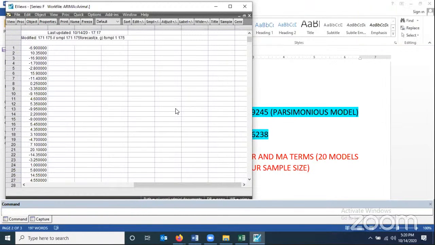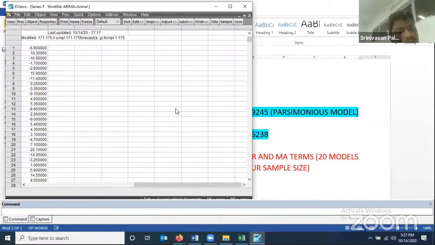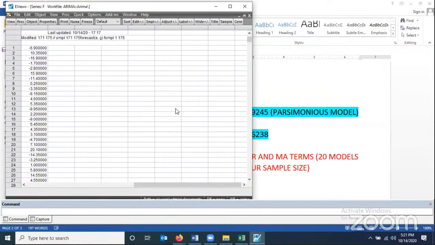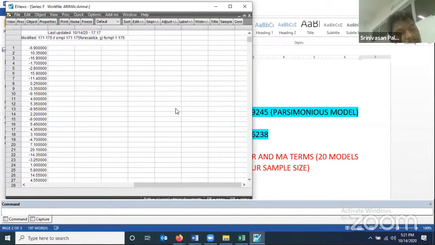Okay, tell me, sir. When the gold price is stationary at levels, not level 1, levels means I of 0. Okay, levels. If it is stationary, then what is the integration order? Then it is ARMA only, AR or MA only. Here, which series will you use, the return series or the gold price? Gold price series only.